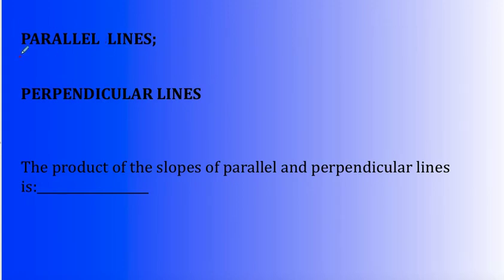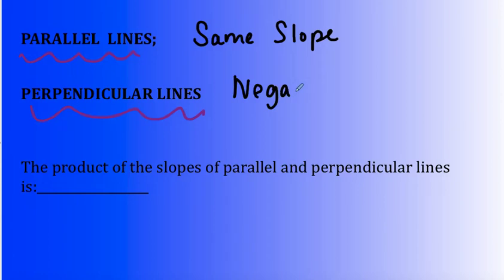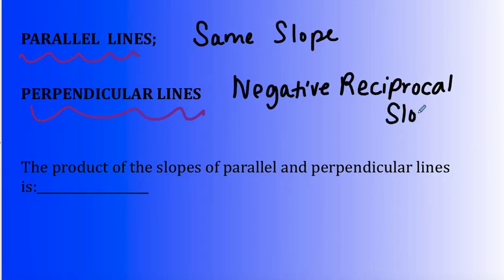All right, but in parallel and perpendicular lines and their slopes, okay? So we know that parallel lines have the same slope, and we know that perpendicular lines have negative reciprocal slopes. Now remember, we can also call that opposite reciprocal if you feel more comfortable with that, opposite reciprocal.